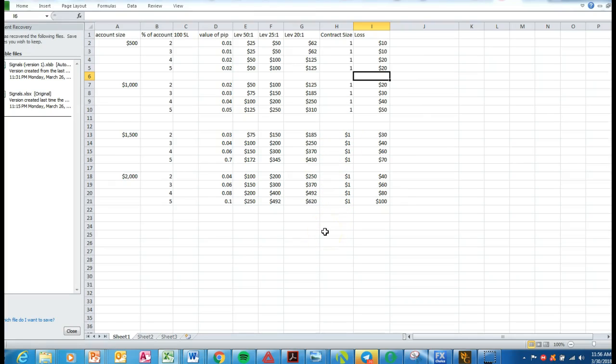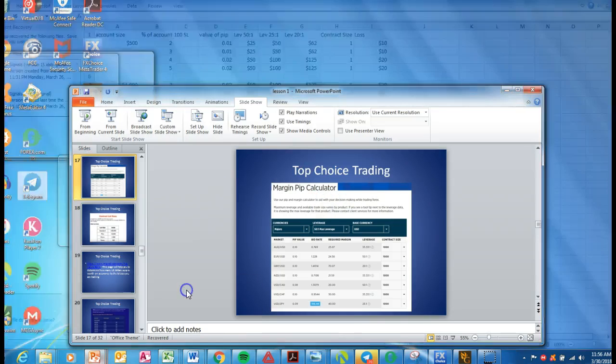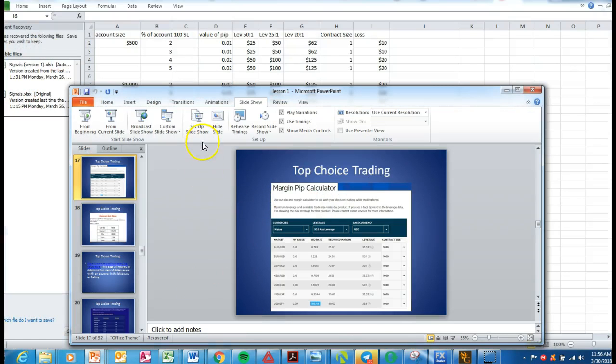So that's one thing. I wanted to talk a minute about margin and how important it is. Let me go back to a slide here. First of all, let's go to this slide.